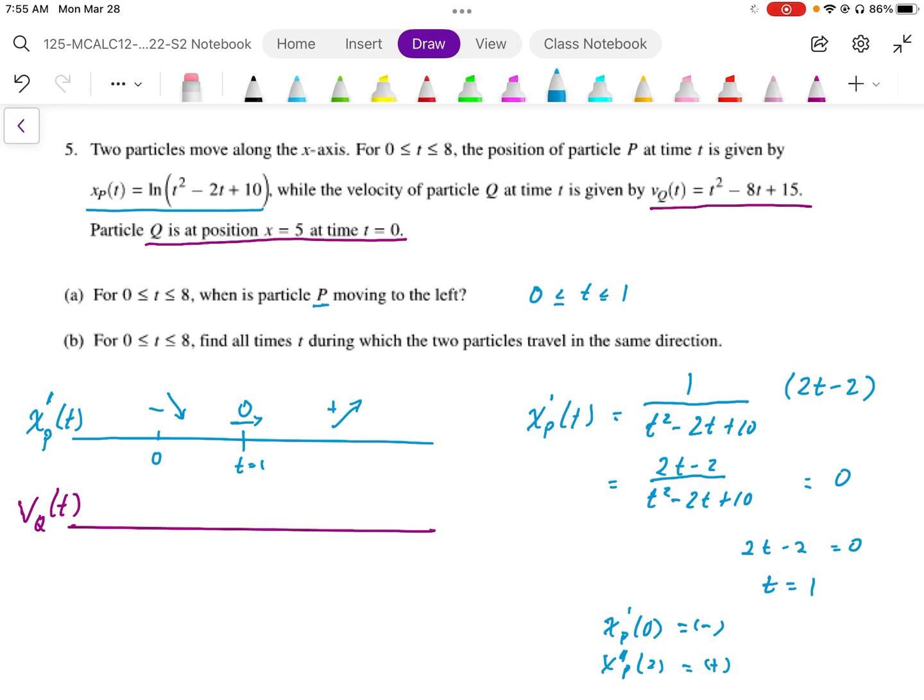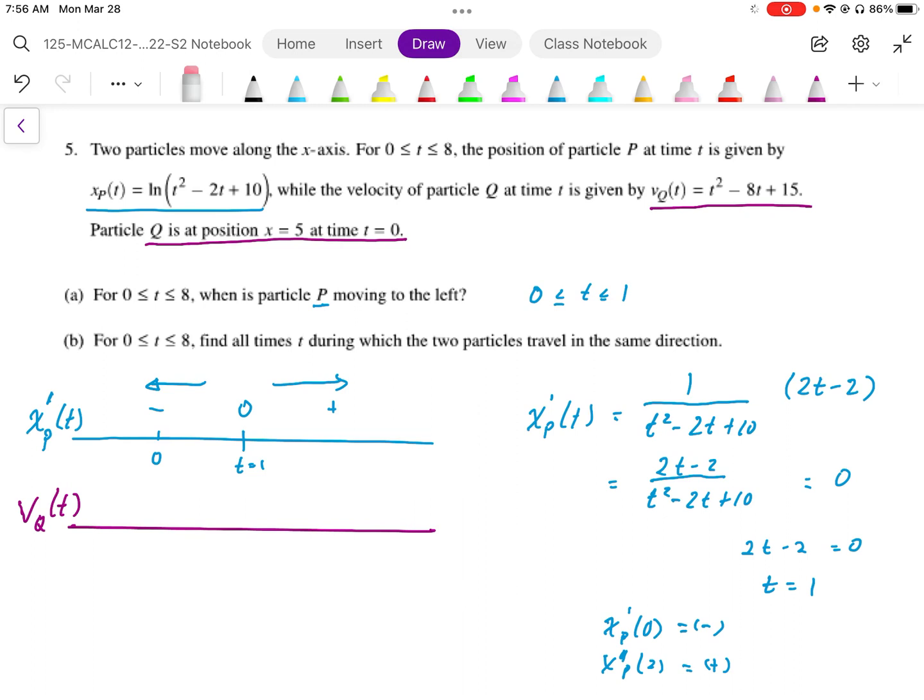For part B, it says for 0 to 8, find all times t at which the two particles are moving in the same direction. Again, I want to use the derivative, or the velocity function, and I've already been given the velocity function here. So I want to know when the velocity is going left or right. In fact, I'm going to change my slope chart and just give it arrows, so it's going this direction here and this direction here.